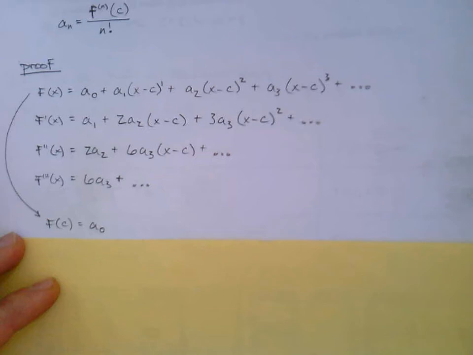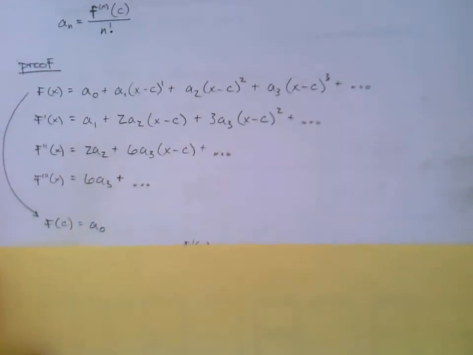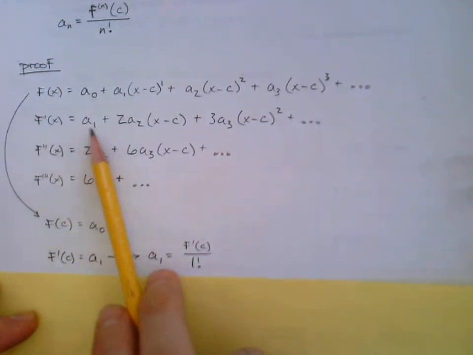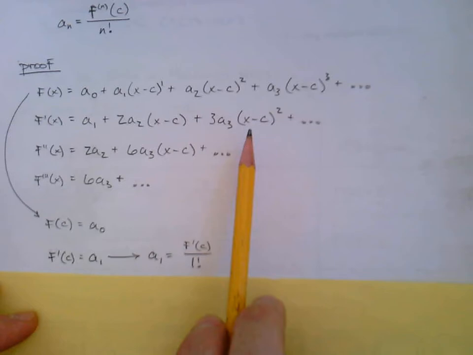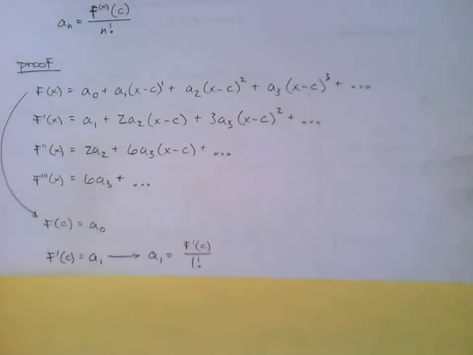You can kind of see what's going to happen. What happens when we plug c into the first derivative? Well, that's going to become 0 when I plug in c, so I'm just going to have a1. Think of a1 almost like, think of this as over 1 factorial. We can get it to fit the pattern.